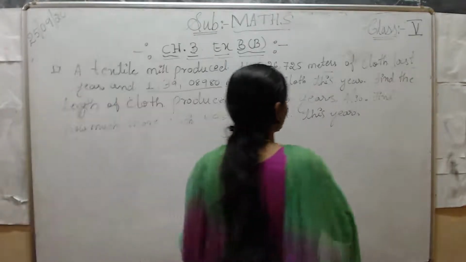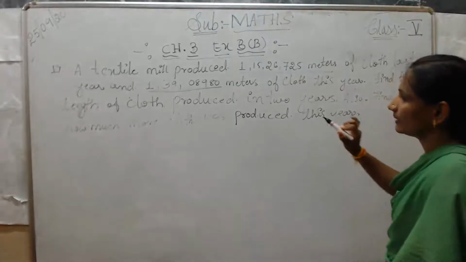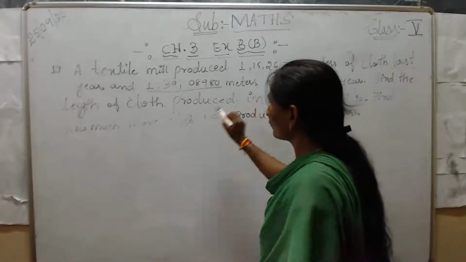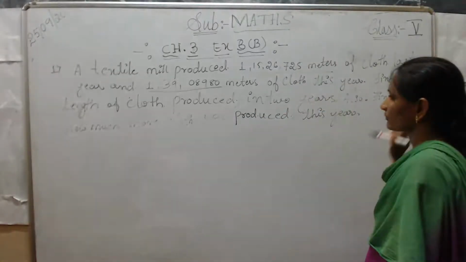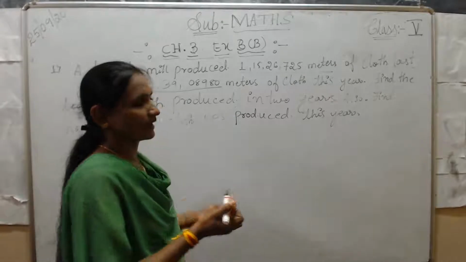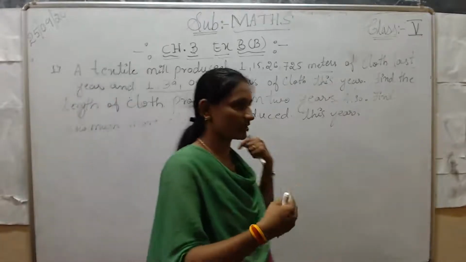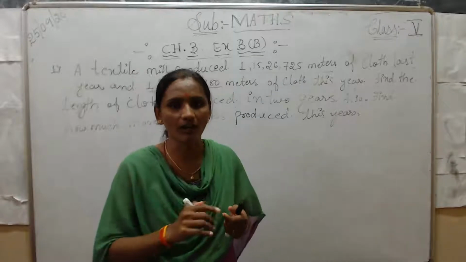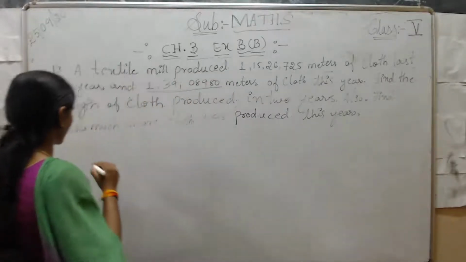So there are 2 questions you will be asked. Find the length of cloth produced in 2 years. Yes, first this one question. Especially the first year, that is last year, and the present year. So how much is the total production of cloth? So first you have to write the solution, students.